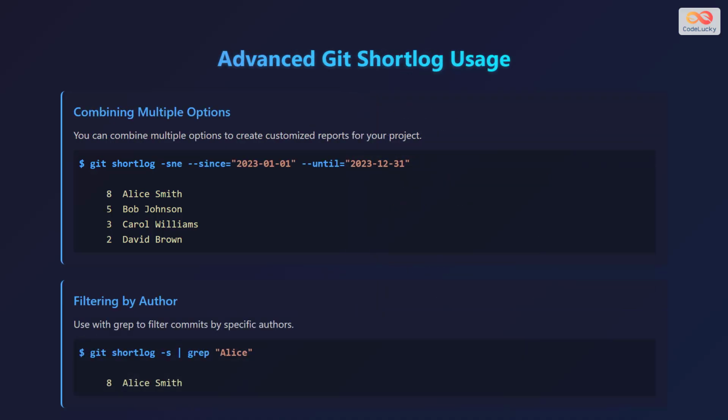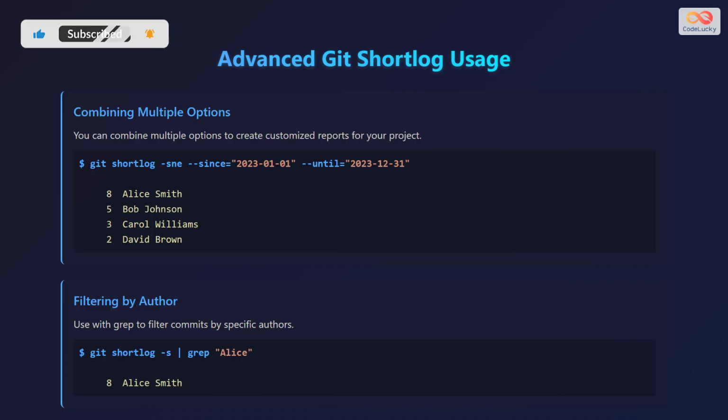Git Shortlog offers advanced options to create custom reports. You can combine multiple options to create customized reports for your project. For example, git shortlog -sne --since=2023-01-01 --until=2023-12-31 would provide a summary, sort by number of commits, include email addresses, and filter commits between January 1, 2023 and December 31, 2023. This gives a detailed overview of contributions within that year.